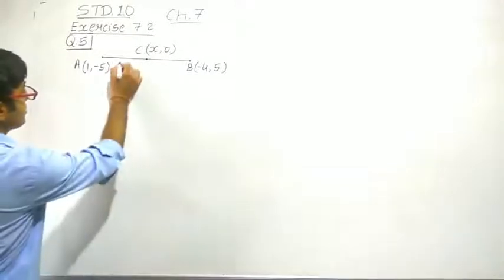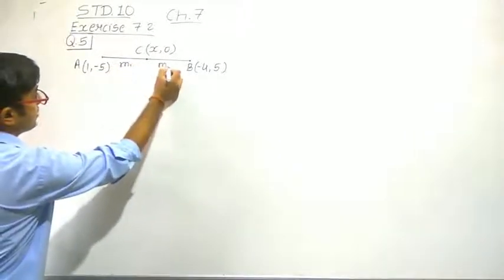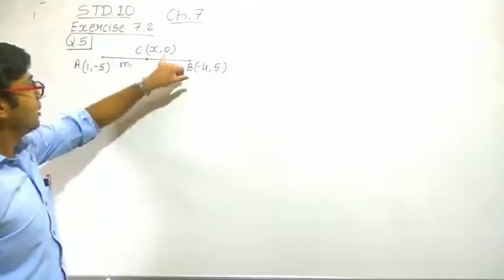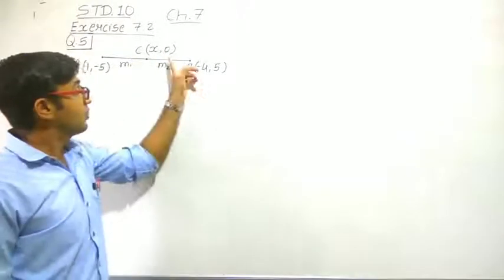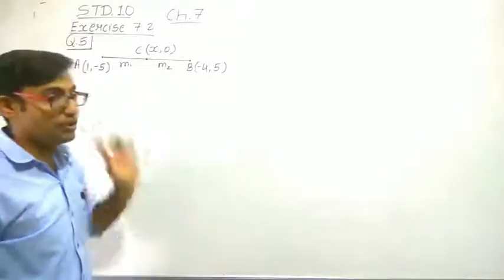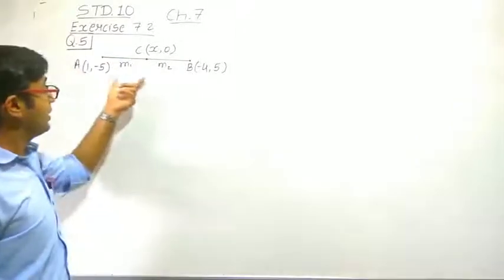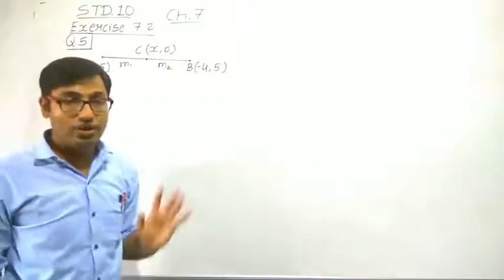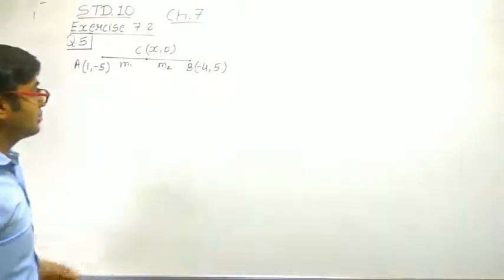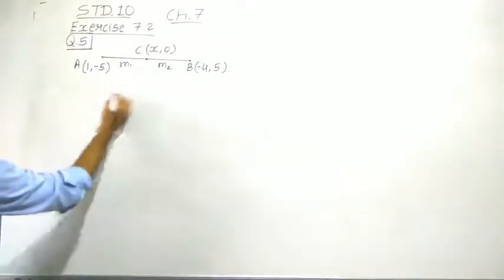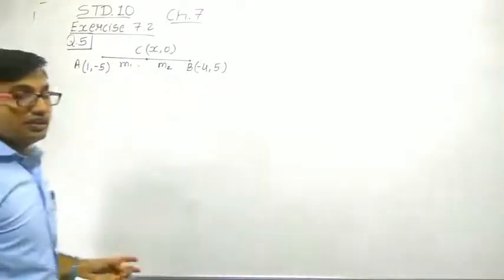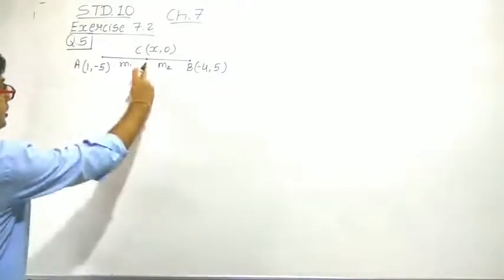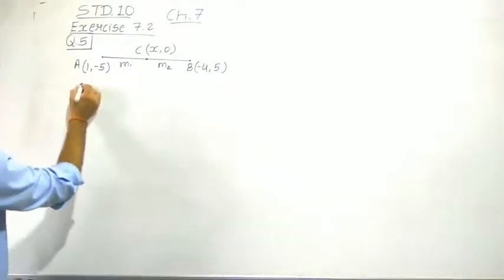So here we get 3 points: A, B and C. Again, let's suppose this ratio is m1 and this ratio is m2. So here we get one coordinate, that is the y coordinate, and its value is 0. To find out m1 and m2, which coordinate do we have to use? The y coordinate. Okay, so let us use the section formula. First of all, C is the point which divides the line segment into two parts, so this point is the section point.